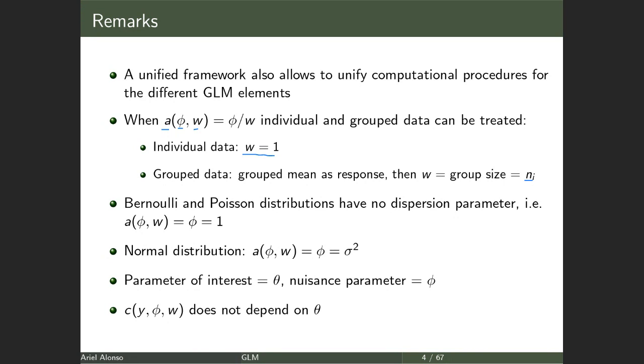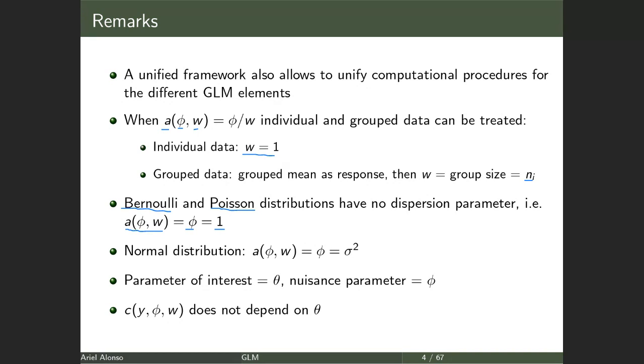Now, for the Bernoulli and the Poisson distributions, you have no dispersion parameter, in the sense that, and we are going to see the details later on, this function A of psi and w is equal to 1. You do not have a psi, or you have it equal to 1 if you want. That's a characteristic of the Bernoulli and the Poisson when you don't have overdispersion. If you have overdispersion, we have to use a quasi-likelihood approach. We are going to see in more detail these quasi-likelihood models today. But in general, if you don't have overdispersion, Bernoulli and Poisson have psi equal to 1.